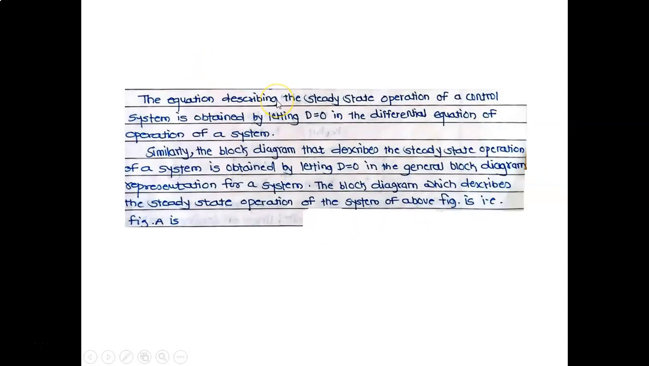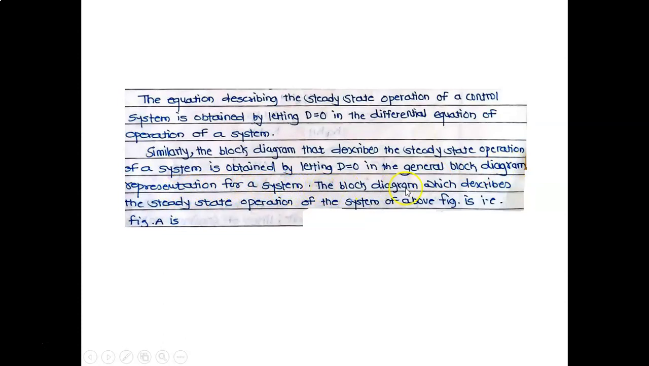The equation describing the steady state operation of a control system is obtained by letting d is equal to 0, that is d by dt is equal to 0, in the differential equation of operation of a system. Similarly, the block diagram that describes the steady state operation of a system is obtained by letting d is equal to 0 in the general block diagram representation for a control system.